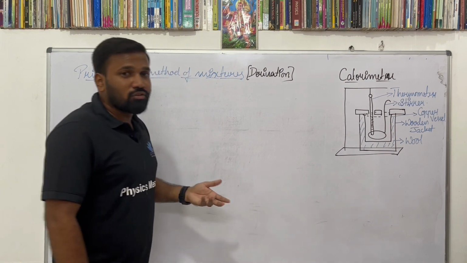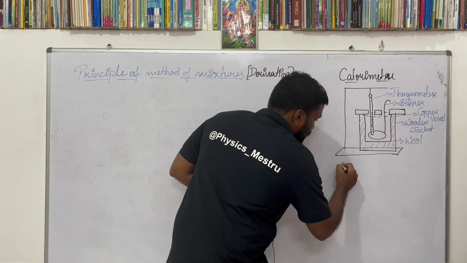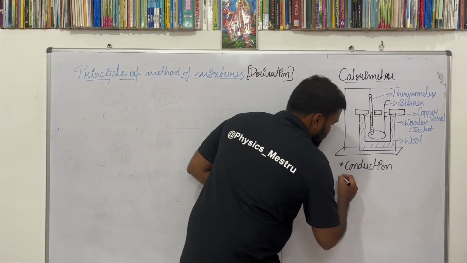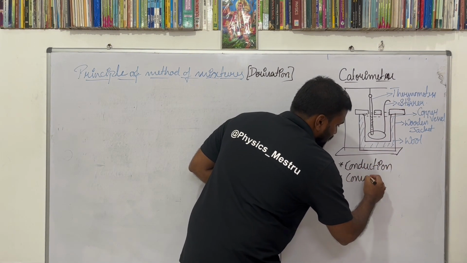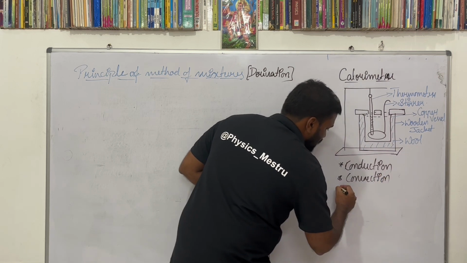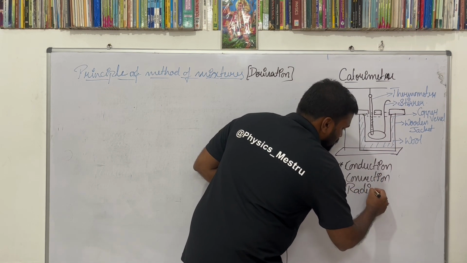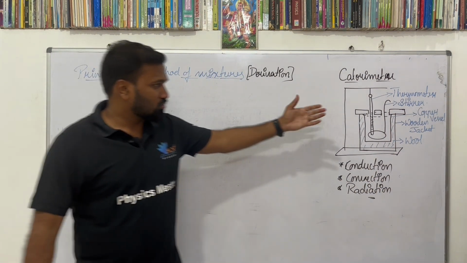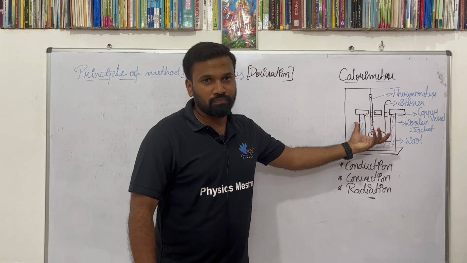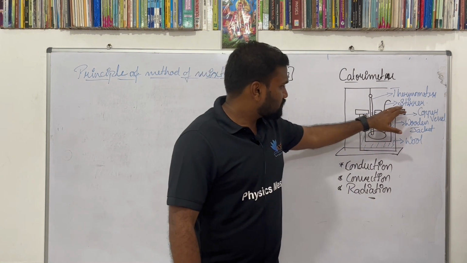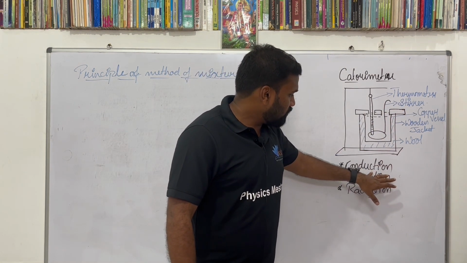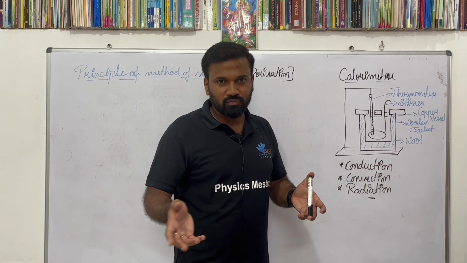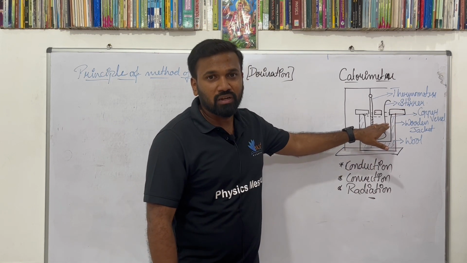Why? Because usually we know that heat transfer takes place by three methods. One is conduction, the second is convection, and the third is radiation. To avoid the heat loss from these three kinds of heat transfer, this device is much needed. Clear? Yes, fine. So now, what do you mean by conduction? When two objects are kept in contact together, there will be heat transfer. So by conduction, the heat transfer happens.